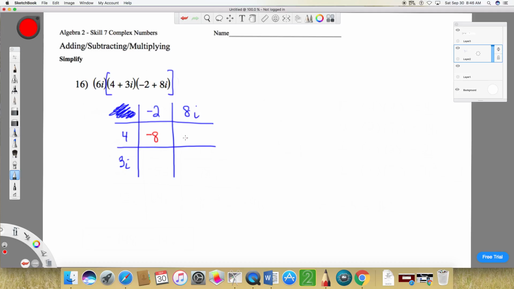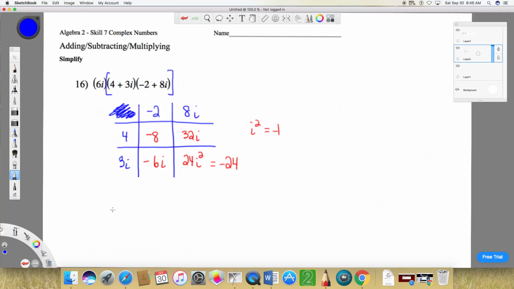We get negative 8, 32i, minus 6i, and 8 times 3 is 24, but we have i times i, which is i squared. And we do have to remember that i squared is negative 1. So what i squared does is it changes the sign if you're multiplying it, to where now along our diagonals we can treat these as like terms.